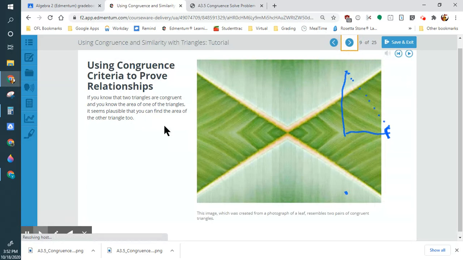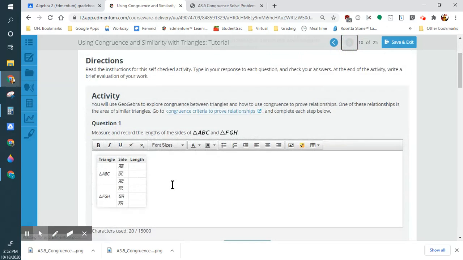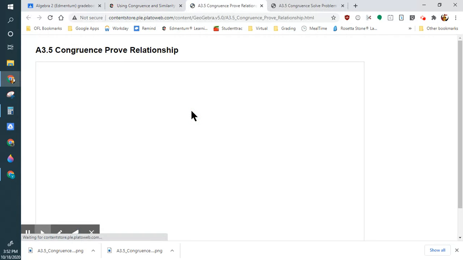All right, so let's take a look here. Oh, so let me delete this. I believe it's this. Yep, got it. All right, so let's test this stuff out. So using GeoGebra, we're going to explore the triangles' congruency. So we're going to prove some congruent triangles.